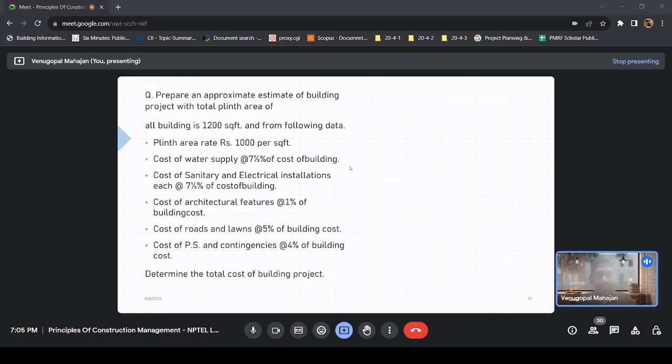Okay. So now coming to a simpler question. Prepare an approximate estimate of a building project with total plinth area of 1200 square feet. You have been given PAR. So the cost of the building would be 1200 into 1000, right? 12 lakhs. Yeah. What about the cost of amenities now?